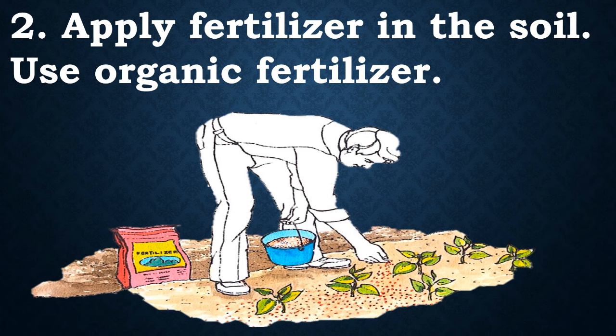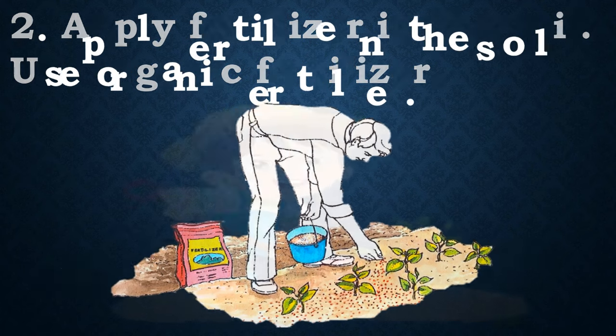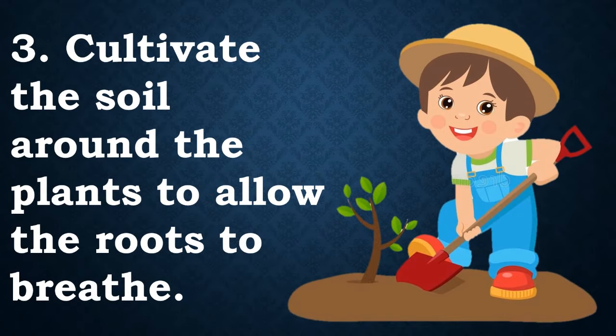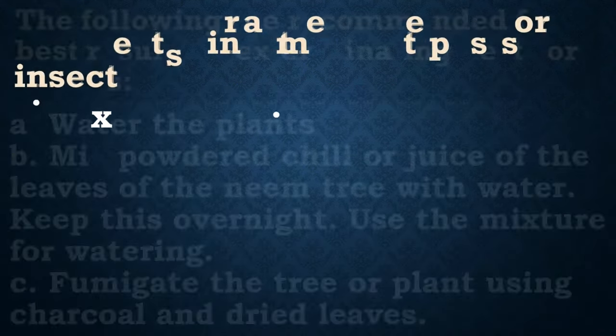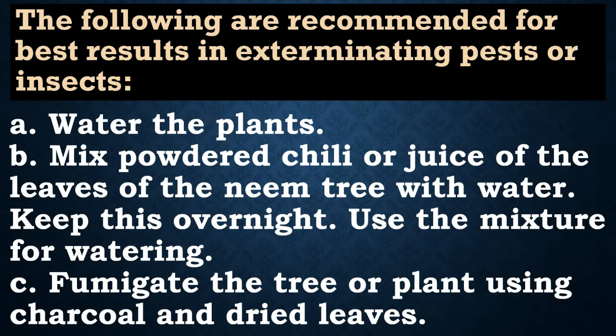3. Cultivate the soil around the plants to allow the roots to breathe. 4. Exterminate pests or insects. The following are recommended for best results in exterminating pests or insects.